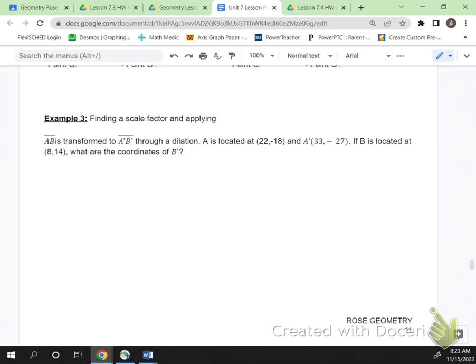Let's talk about making a ratio based off of A. If A is at 22, negative 18, we transform it, and now it's at 33, negative 27. Has the segment gotten larger or smaller? Larger. I'm going to use my x value from A prime and my x value from my preimage, and do 33 divided by 22. I multiply to use my scale factor. To find a scale factor, we should divide.